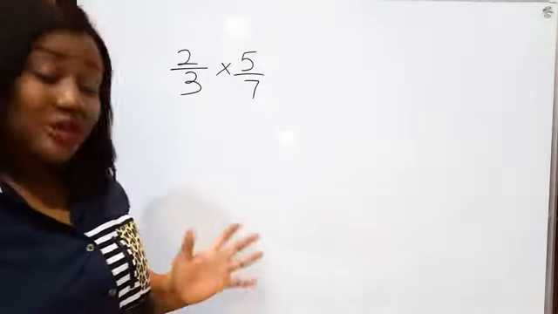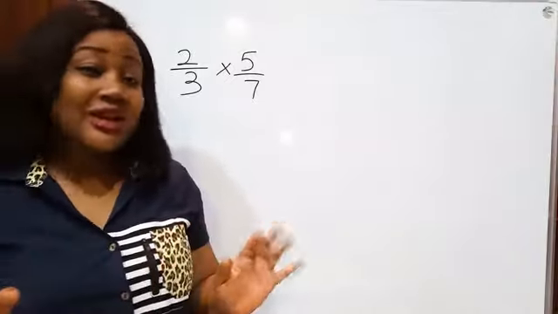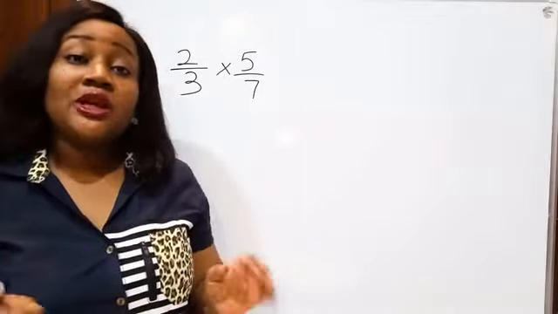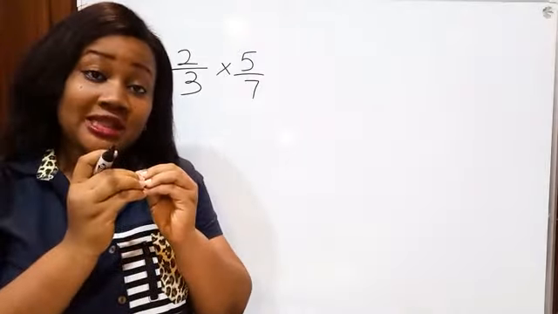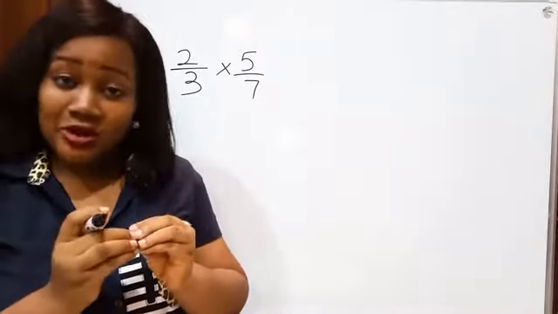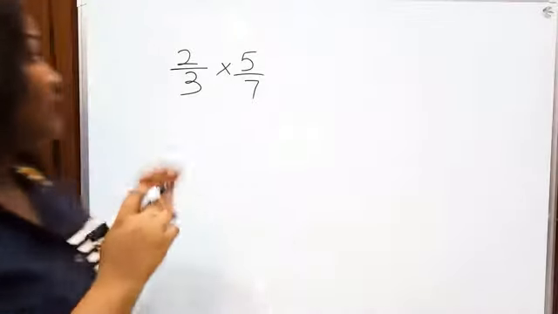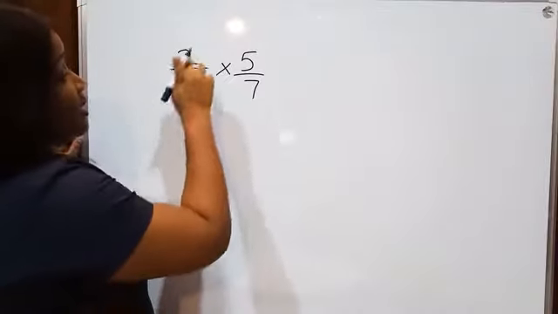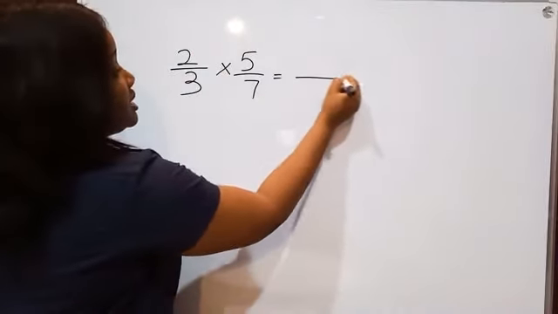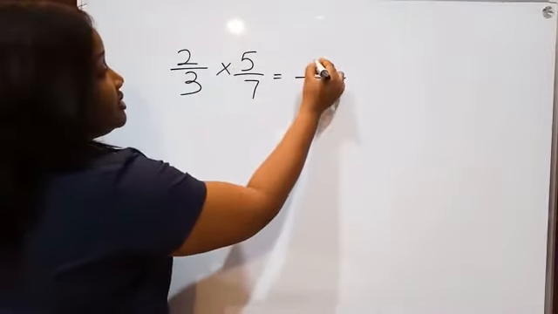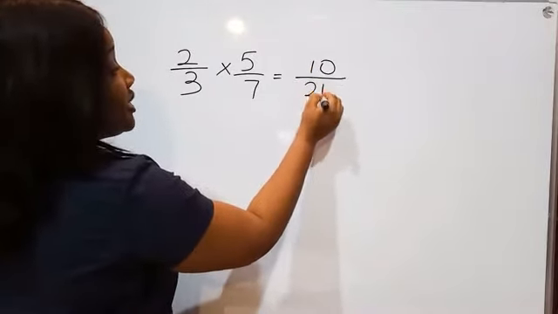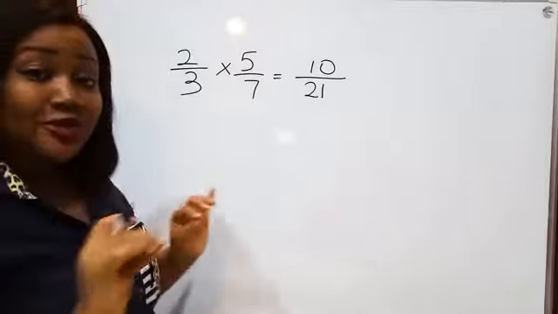Let's look at multiplying fractions by fractions. When you're multiplying fractions by fractions, it's very easy. The denominators can be anything they want to be. The only thing you have to do is multiply the numerators and multiply the denominators. That's all. So like this question we have here, all you have to do is just say 2 times 5, 10, and 3 times 7, 21. And that's it. Very simple.